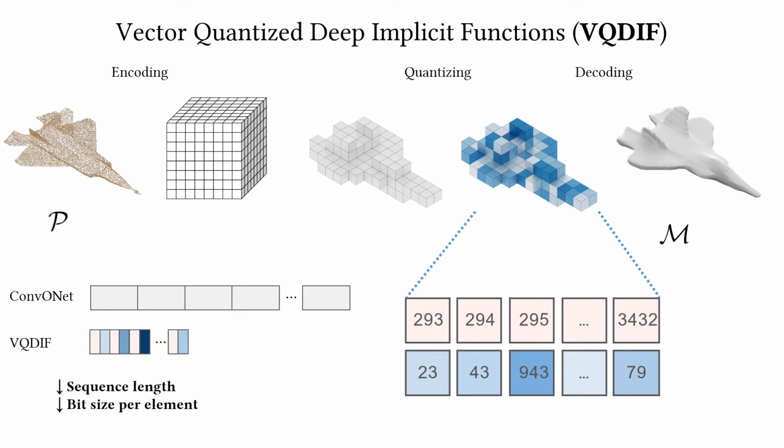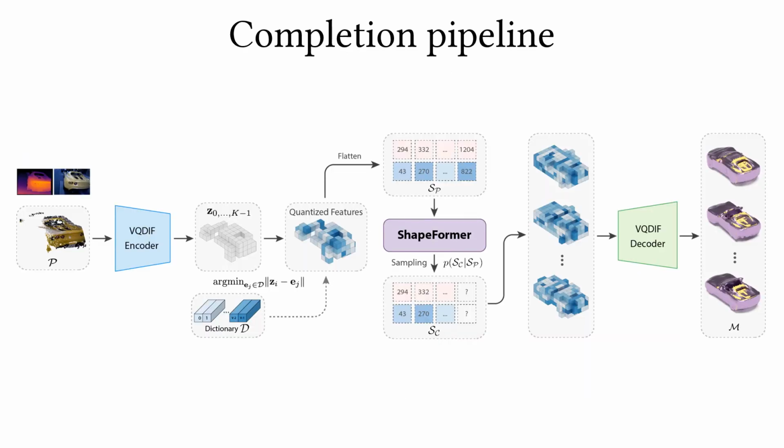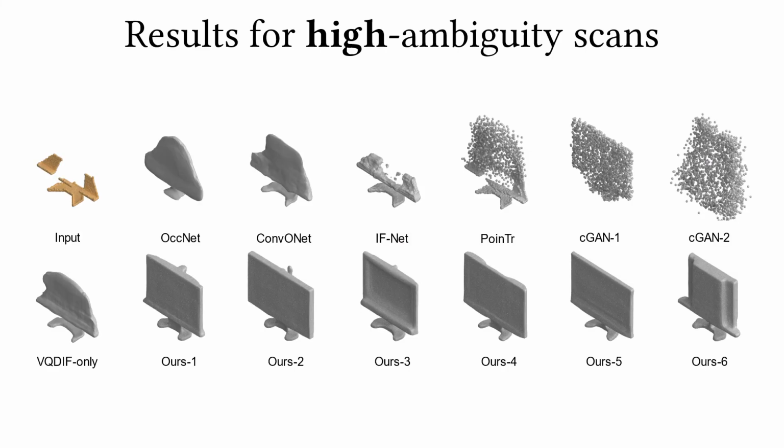With the VQDIF representation, we achieve shape completion by first mapping the partial point cloud to a VQDIF sequence through encoding and quantization. Then, conditioned on the partial sequence, ShapeFormer predicts a distribution of complete sequences, from which multiple complete shapes can be generated. Next, we compare our method with prior works on high-ambiguity scans.